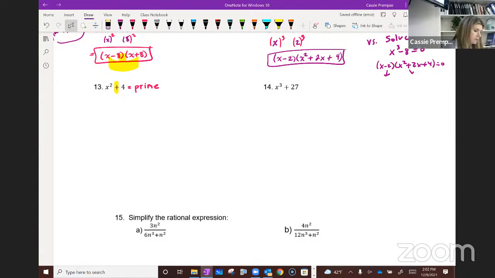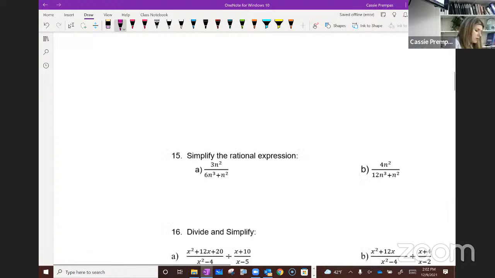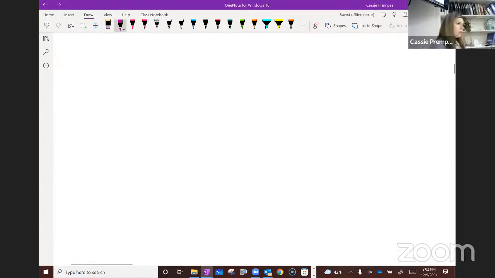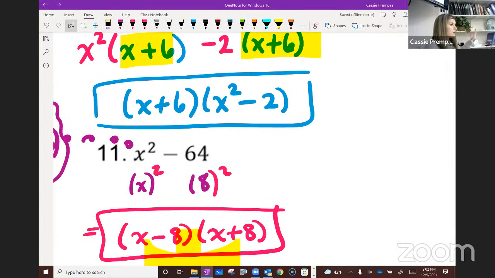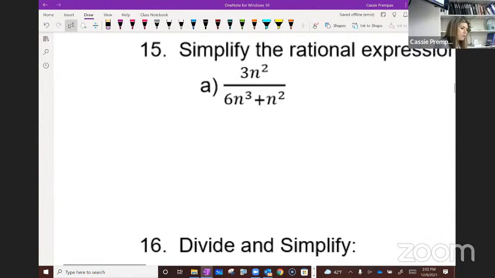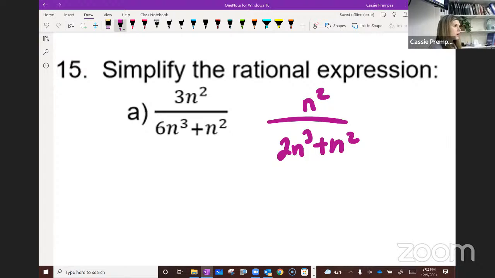Yes. Yep. Well, not all of them. The last one should stay positive. Number 15. Simplify the rational expression. Now, Caleb got excited about multiple choice, and I do like multiple choice, but I want to caution you. Like number 15, there will be an answer, something that might look like this: n squared over 2n cubed plus n squared. I know that a common mistake is people reduce the 3 here, and the 6 turns into a 2.